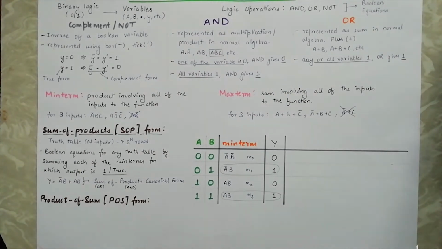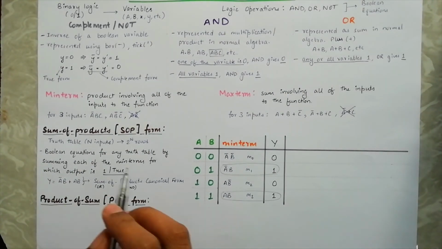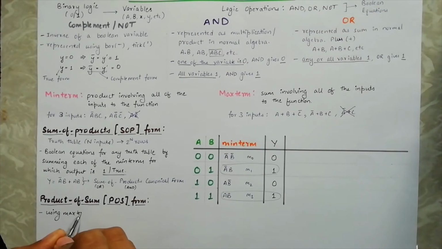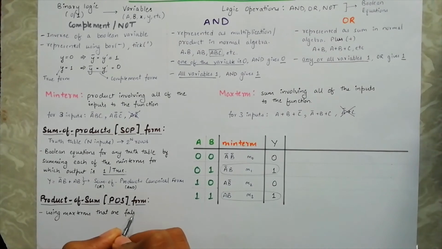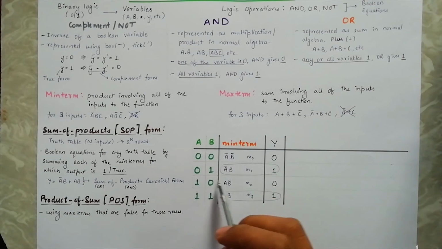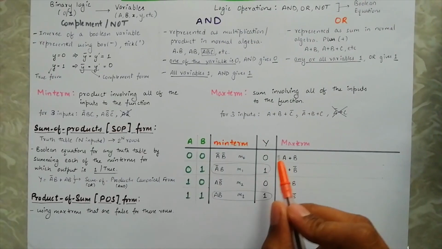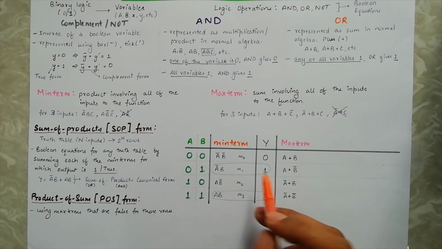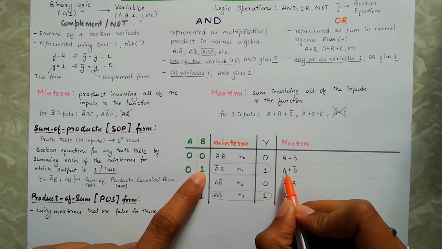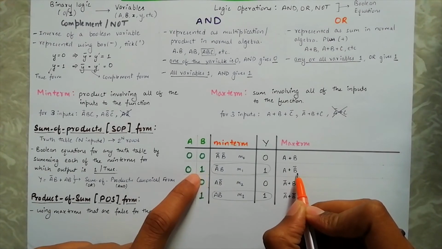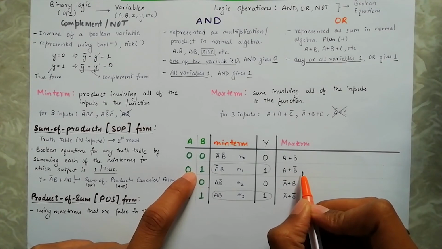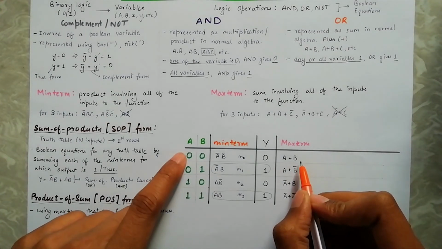Product of sum form. Similar to this SOP form, we have an alternative form of representation using maxterms that are false for those rows, and this is called products of sum form. Let's use the same two variable example. These are the maxterms that are false for each row. Like for A 0, B 1, we get B bar equal to 0 and A is already 0. So 0 or 0 gives us 0. Similarly, you can check other maxterms also.